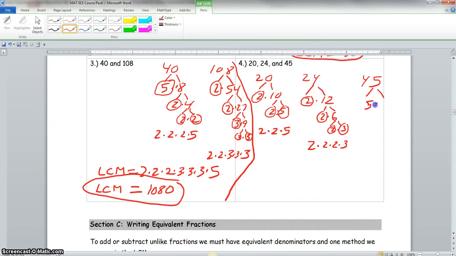Now 45, we have 5 times 9. 5 is prime, 9 is not. And 9 breaks down to 3 times 3, and both of these 3's are prime. So we add 2 3's and a 5.